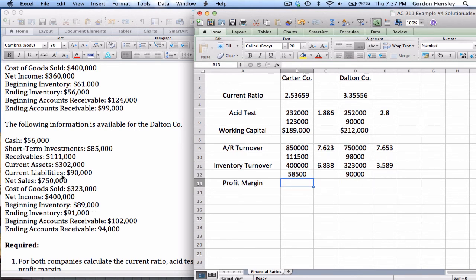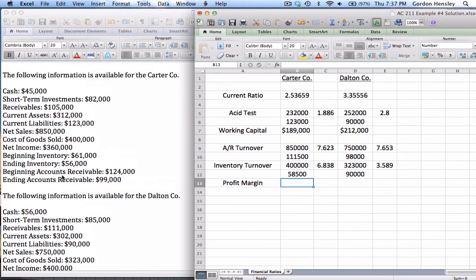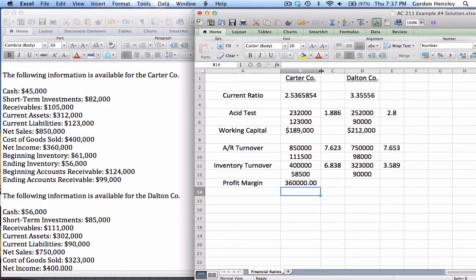Then the last formula is going to be the profit margin. Profit margin will be net income divided by net sales. So for Carter Company, net income $360,000. And then the net sales, let me widen this a little bit so you can see the number. Then the net sales, that is going to be $850,000. And then the net income divided by the net sales, 0.42.